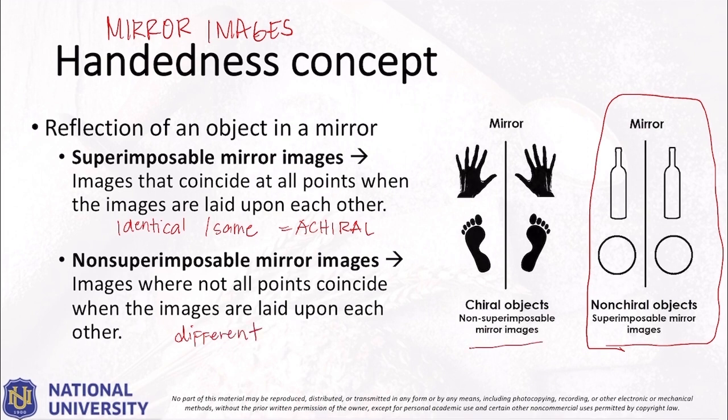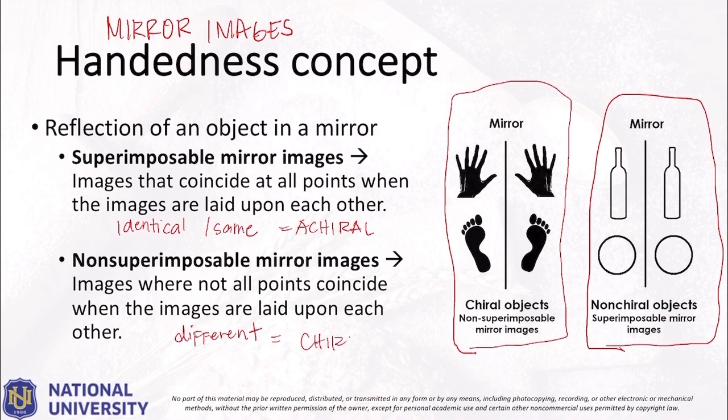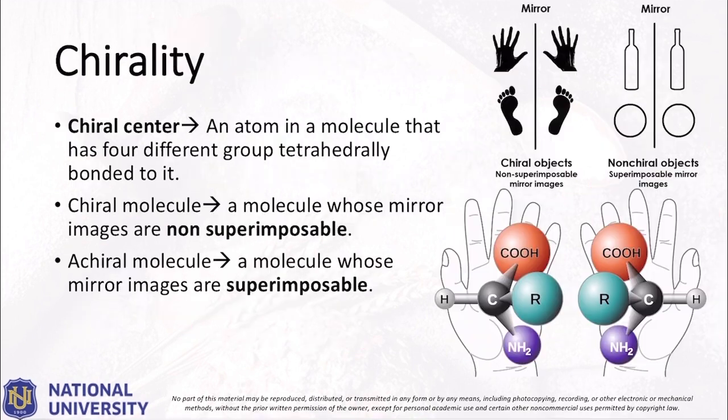So, this is an example of a non-superimposable image. We also call it chiral. Chiral objects are non-superimposable mirror images, like your hands. When you face your hand to a mirror, what you see is not the same; there is a left and a right. So this is where chirality comes in.